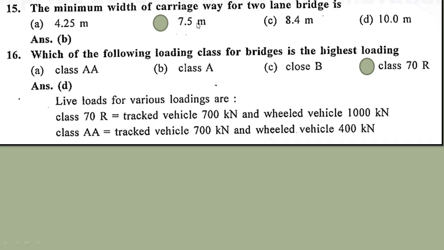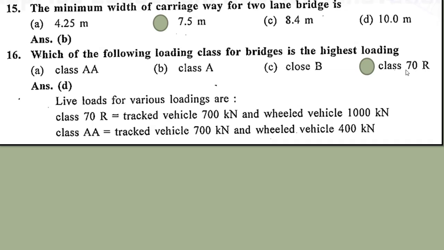Which of the following loading classes for bridges is the highest loading? That is class 70R. This is the explanation. Live loads for various loadings are: class 70R is equal to tracked vehicle 700 kN and wheeled vehicle 1000 kN. Class AA, tracked vehicle 700 kN and wheeled vehicle 400 kN.